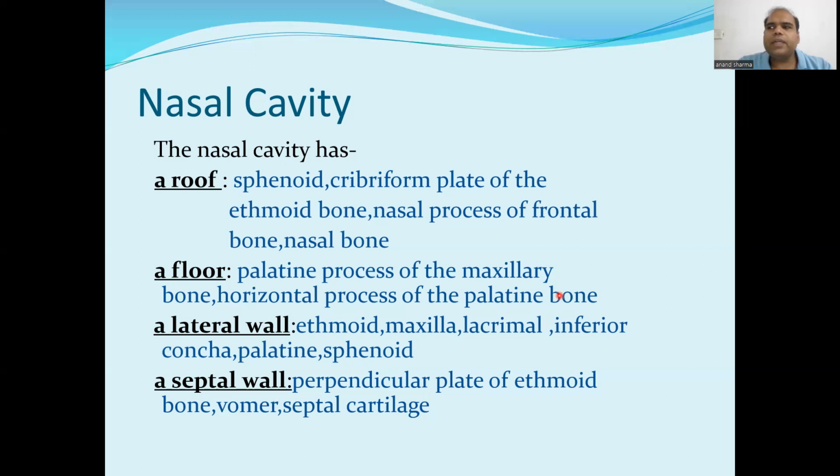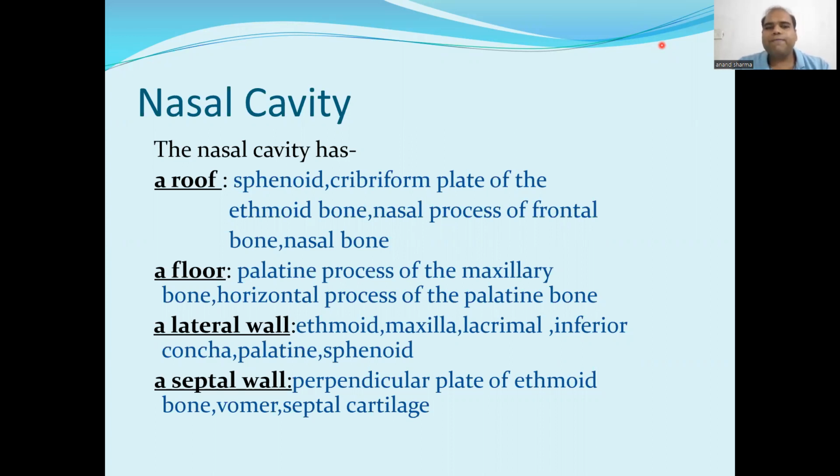Each turbinate has a space below it, which is known as the meatus. So, superior turbinate, middle turbinate, and inferior turbinate. Below those are the superior meatus, middle meatus, and inferior meatus.